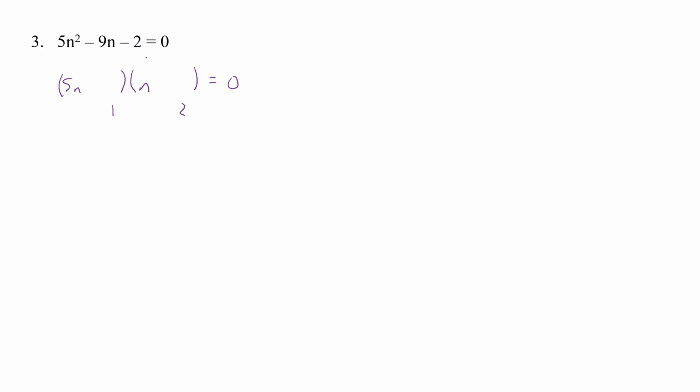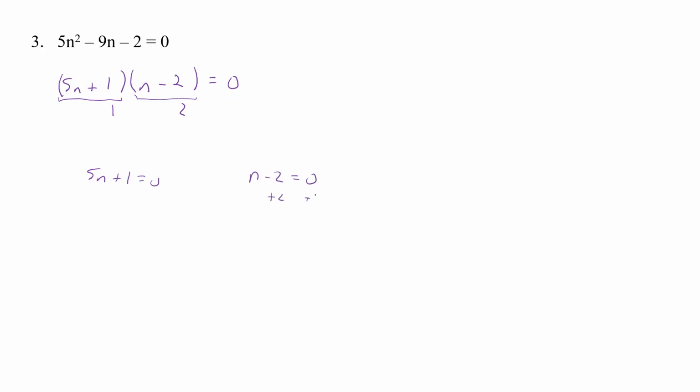And so if I take 5 times 2 is 10, and then minus 1, well, that's 9. So I got it in the right spot. And we want the larger one to be negative, so it's going to be a minus 2 and a plus 1. So that's 5n squared minus 10n plus 1n, so that's going to be minus 9n minus 2. And now I set each one of those factors equal to 0. So 5n plus 1 equals 0, and n minus 2 equals 0.